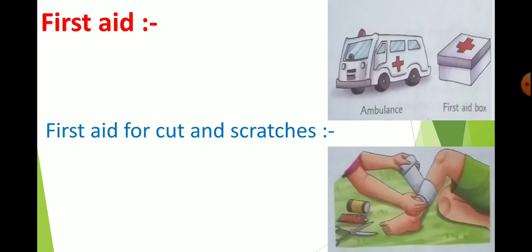And first aid is different for different kinds of injuries. So let us learn how to give first aid in different types of accidents, like first aid for cuts and scratches, first aid for burns, first aid for sprains, first aid for nose bleeding, and first aid for animal bite. So first we explain here first aid for cuts and scratches.